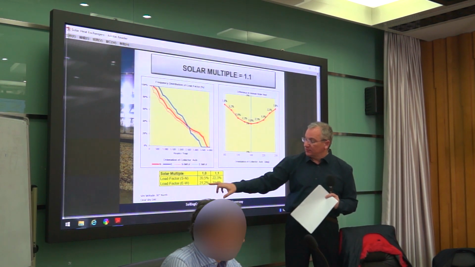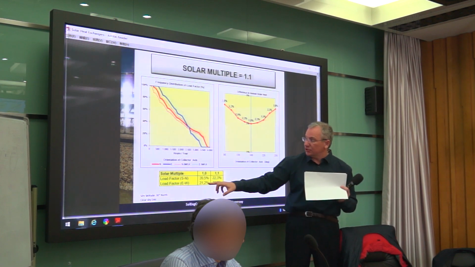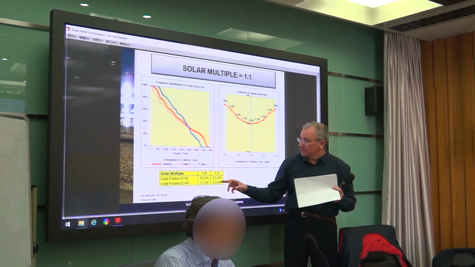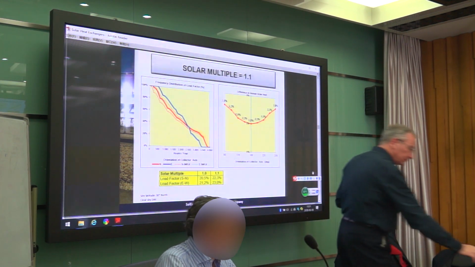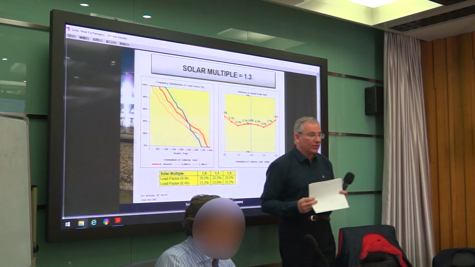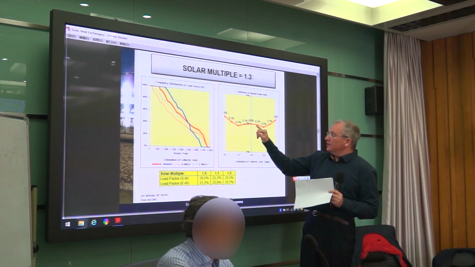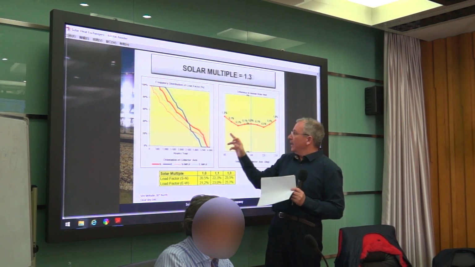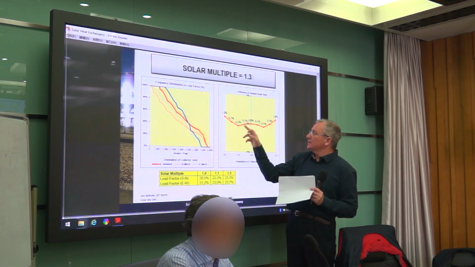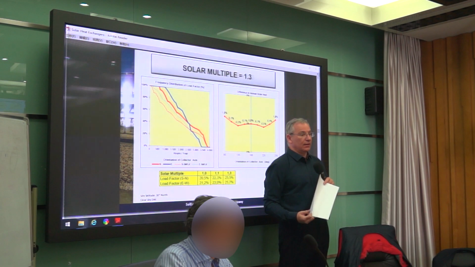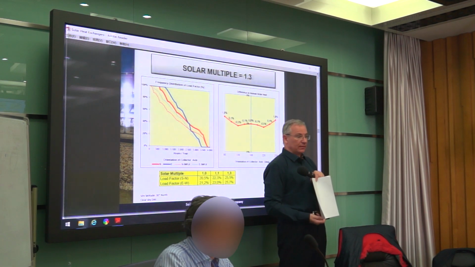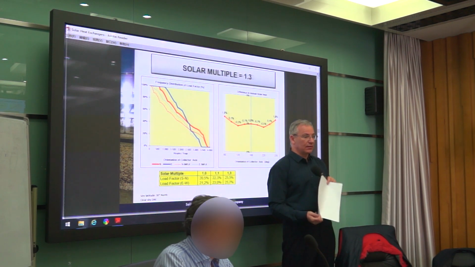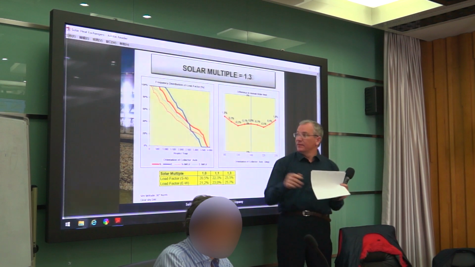For 20 we get load factor higher for this orientation and more annual heat over the year. Here is the difference smaller as well as here. Let's go with the solar multiple 1.3. You can see that these lines are going closer, and here we get also less energy by oblique position than from this one. You see, even 0.5% calculated is less than here. But if we put it here, we still get more.